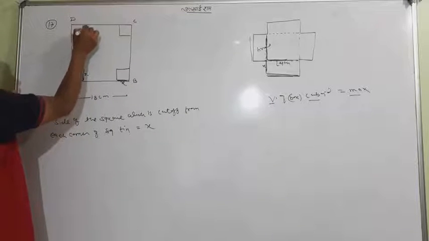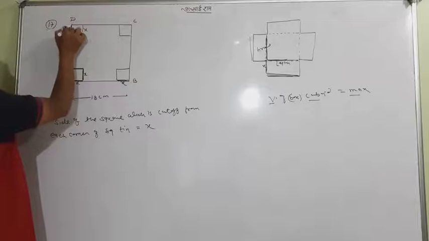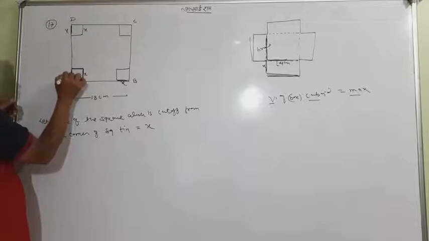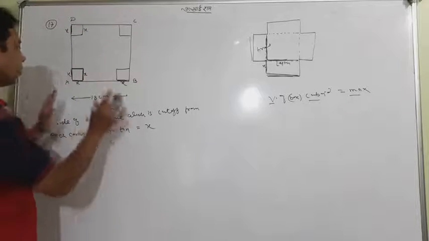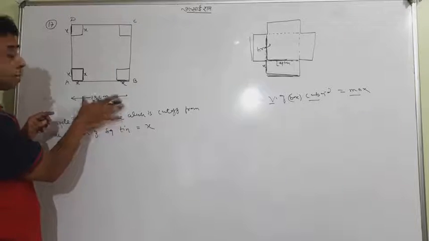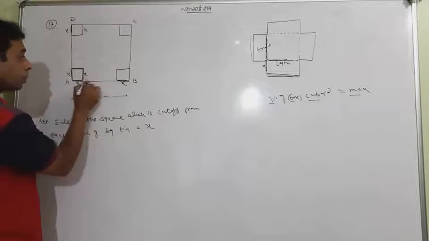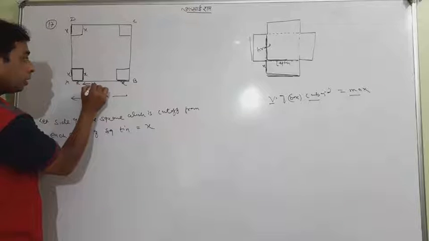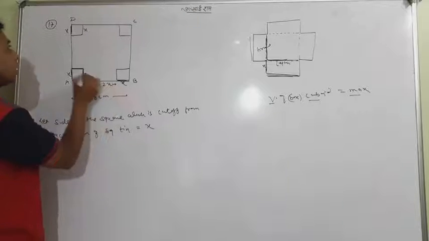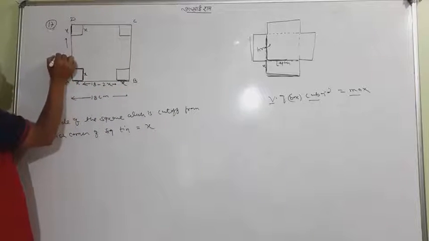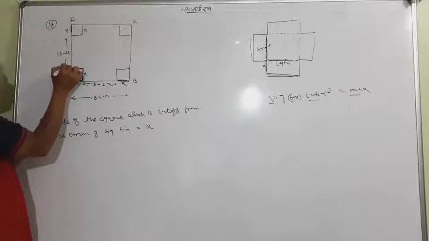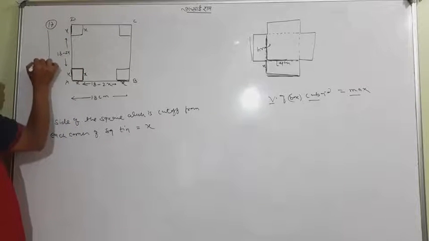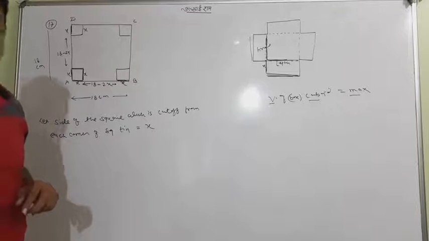Same, it is x. Definitely it is x. It is also x. And it's enough. Now tell me one thing. This whole is 18. It is x. It is x. The middle portion will be 18 minus 2x. What about that? Same, 18 minus 2x, because the whole was 18.